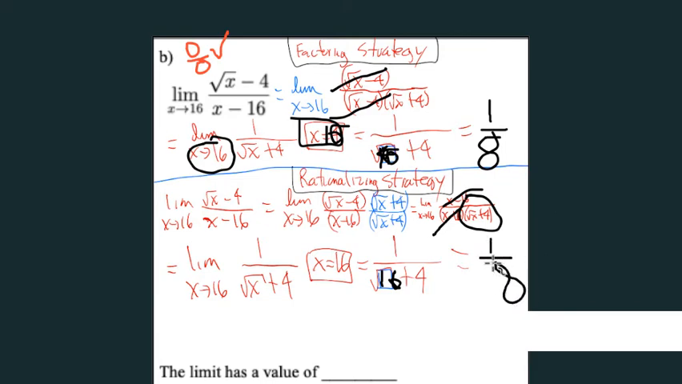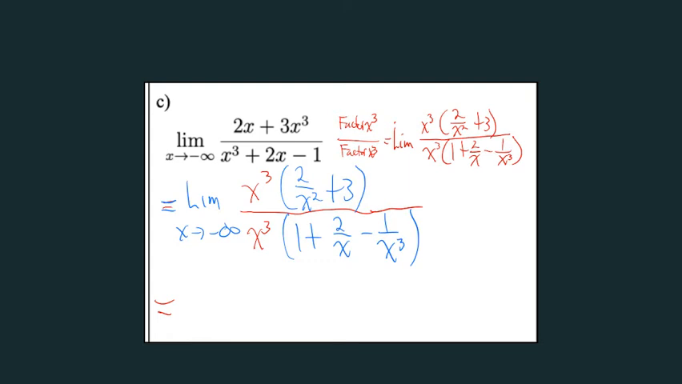Okay, so again, two different strategies. Either one is acceptable. In terms of going forward for next year, you definitely want to know the rationalizing strategy. Okay, let's do a limit at infinity. The last couple are limits at infinity. So this one here is, I'm going to go to the far left. I'm going to negative infinity.